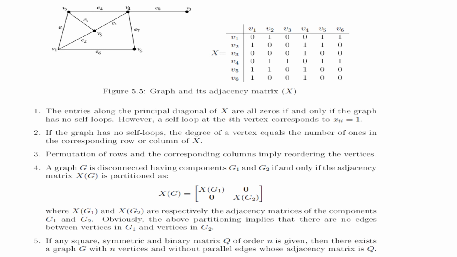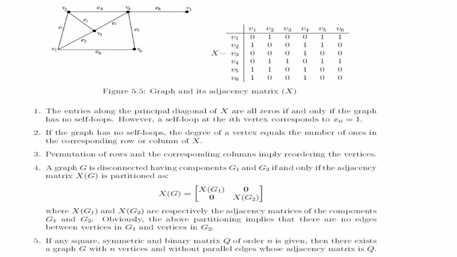Third property, the permutation of rows and the corresponding columns implies reordering the vertices. Fourth property, a graph G is disconnected having components G1 and G2 if and only if the adjacency matrix X of G can be partitioned as X of G equal to the block matrix with X of G1 and X of G2 on the diagonal and 0 elsewhere, where X of G1 and X of G2 are respectively the adjacency matrices of the components G1 and G2. Obviously, the above partitioning implies that there are no edges between vertices in G1 and vertices in G2.